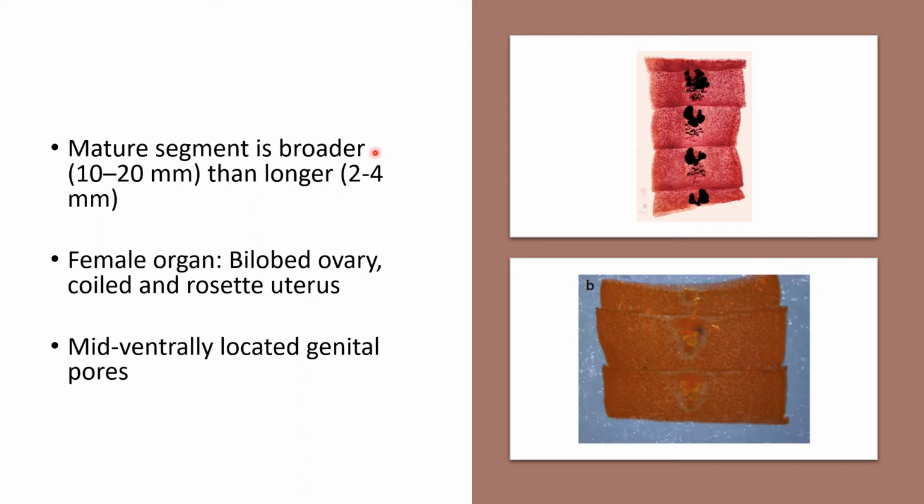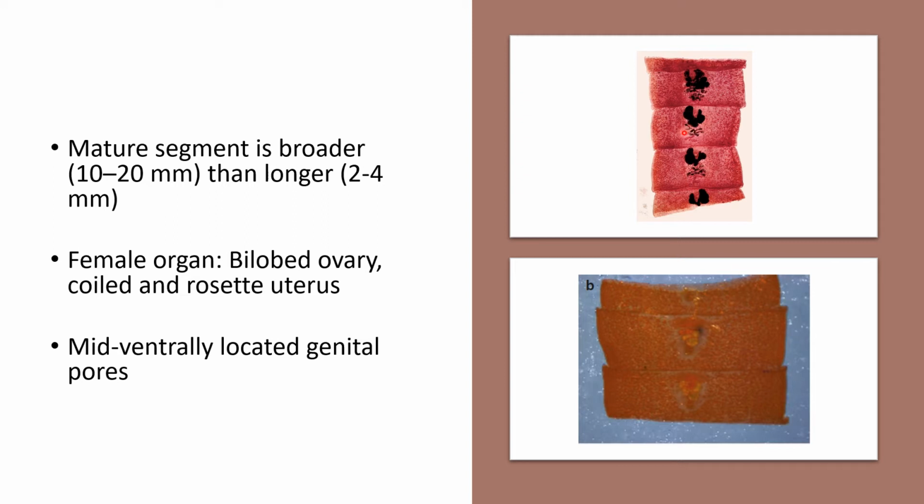So here we have a picture. This is an example of the mature segment. Try to observe its width and its length. Its length is much shorter compared to its width, which is broader. Okay, this can be stained with carmine stain, and the female reproductive organ has a bilobed ovary and a coiled, rosette uterus. Okay, bilobed ovary, so here.